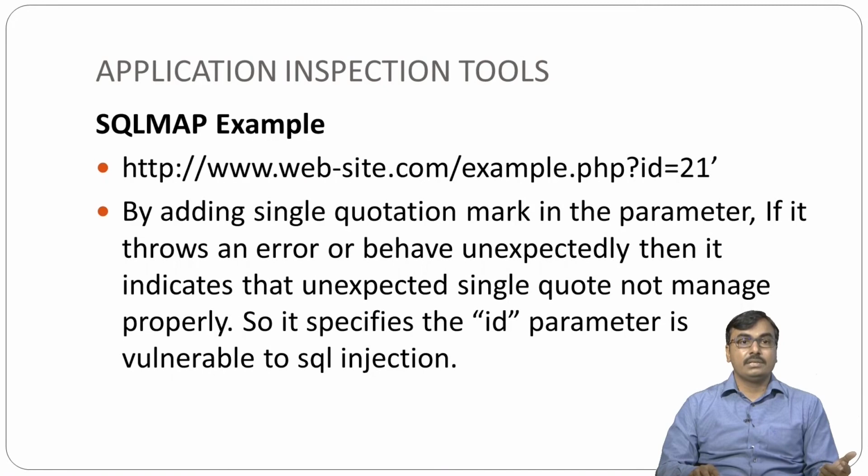Then, by adding a single quotation mark in the parameter, if it throws an error or behaves unexpectedly, then it indicates that the unexpected single quote is not managed properly. So, it specifies the ID parameter is vulnerable to SQL injection on that particular website. In our case, it is example.php of website.com.